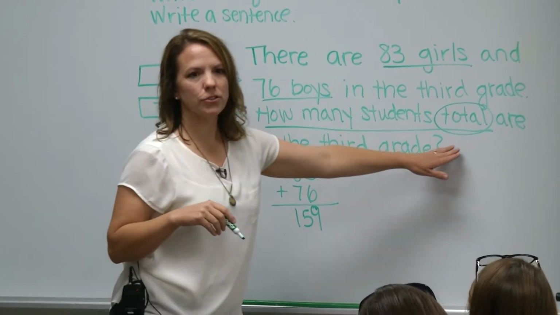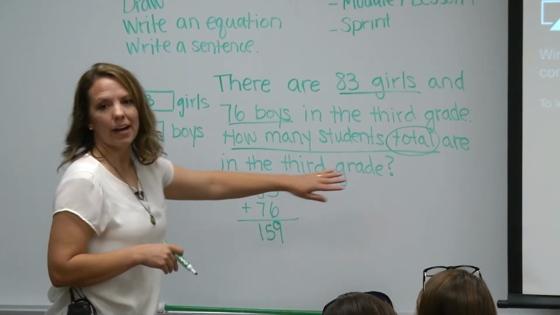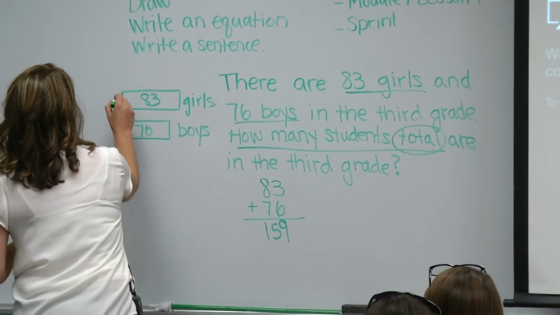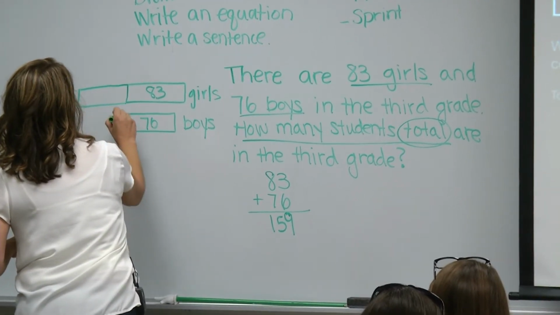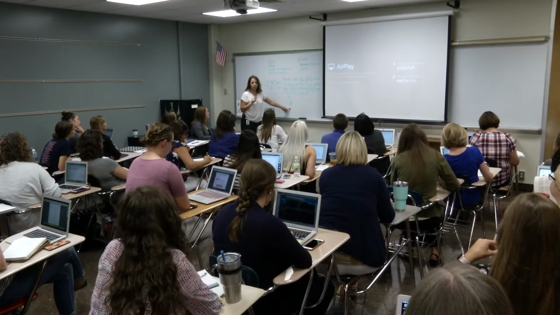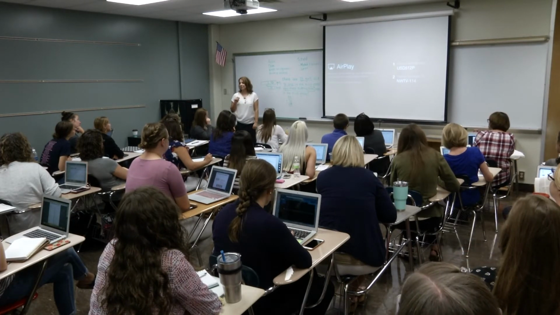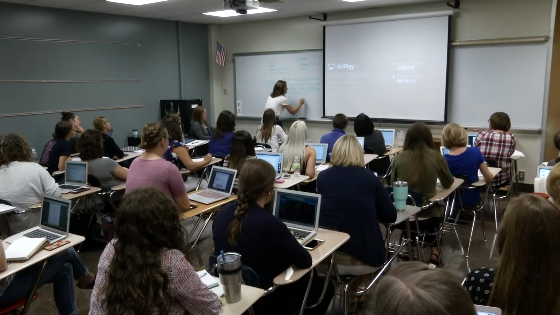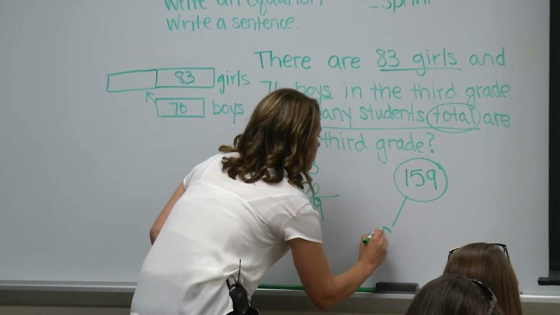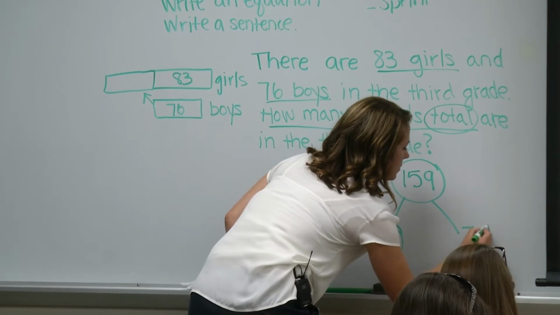And we circled total. So what operation are we going to use? Addition. We're going to add. So we're going to add these two together. It's like we're taking our tape diagram and we're moving 76 up there. We're putting it together. Okay? We know the total is 159. Here's what our number sentence looks like. Let me show you what that looks like as a number bond. 159 is our total, and our parts are 83 and 76.